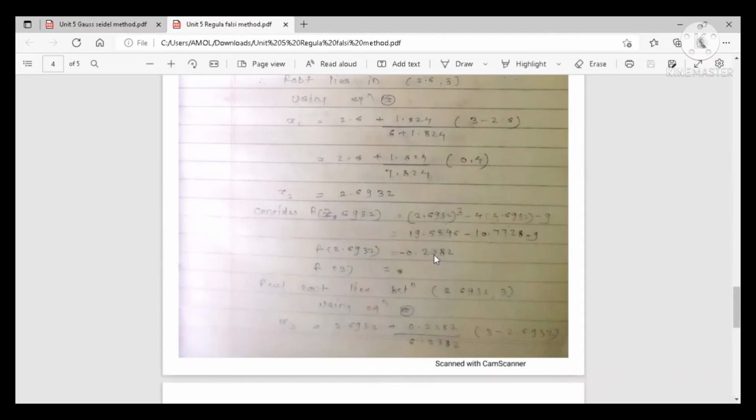Now you find the function value of 2.6932. Put f of x is equal to 2.6932, and you simplify the function after putting the value of x. It is equal to -0.2382. The function value is negative. So the root lies between 2.6932 and 3, because f of 3 is equal to 6, which is a positive value. For f of 2.6932 it is negative. So the root lies between 2.6932 and 3.